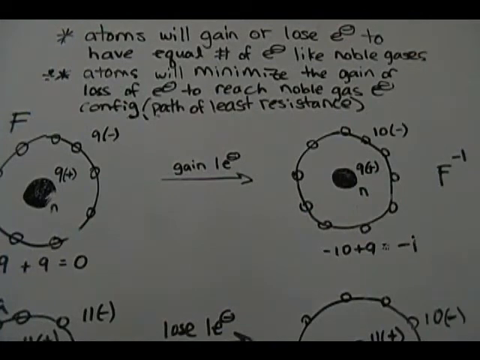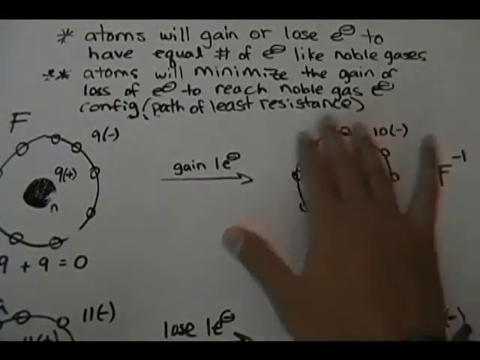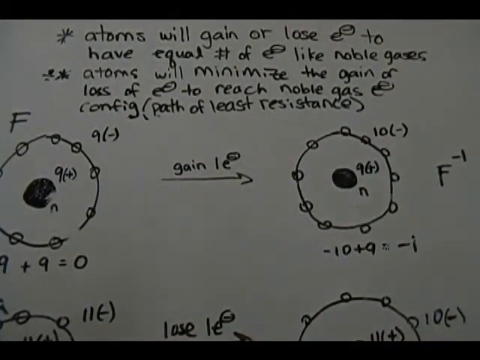Okay, atoms will minimize the gain or loss of electrons to reach noble gas electron configuration in a fashion known as the path of least resistance. I just came up with that because it kind of fit in nicely into this topic. So path of least resistance, that's a key thing to realize. Minimize the gain or loss of electrons, another important part of that statement. That's key right there. That's your bread and butter.